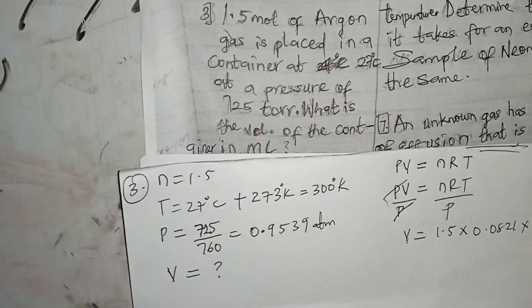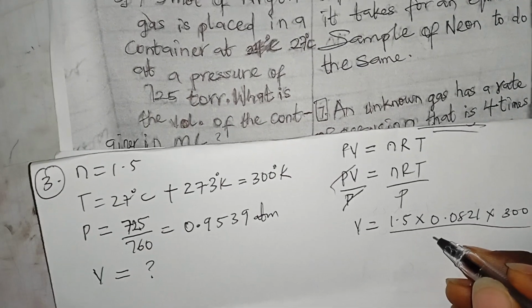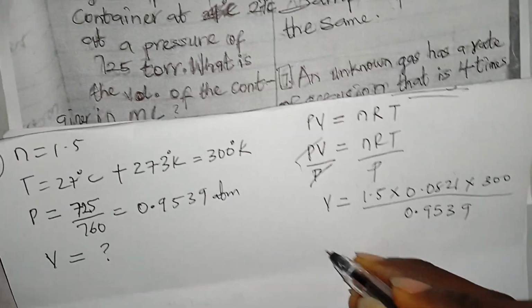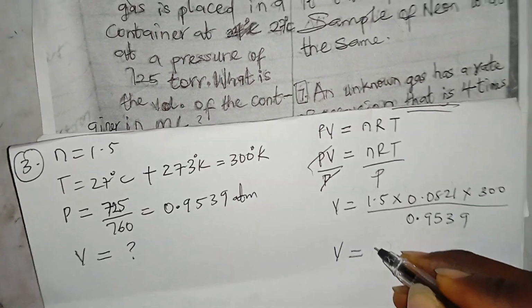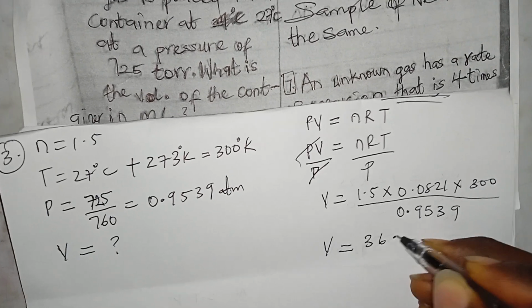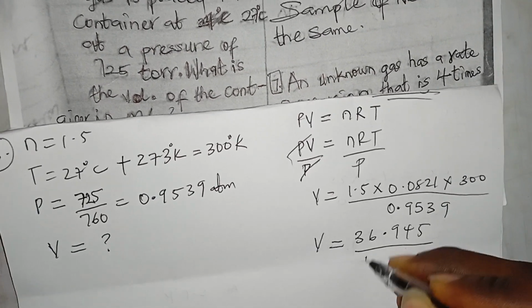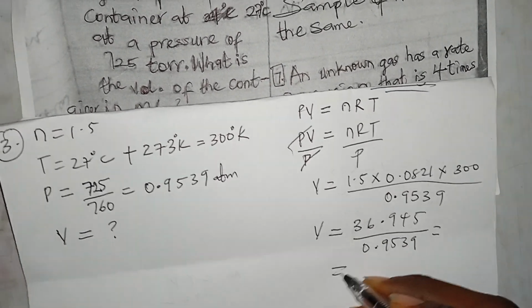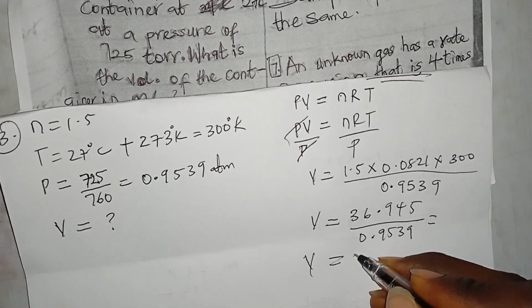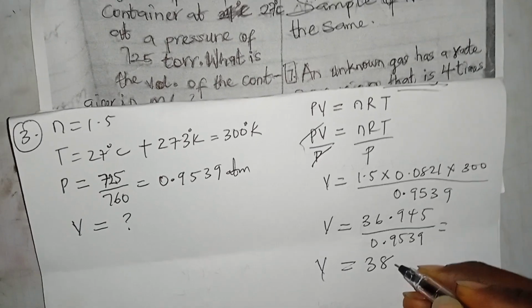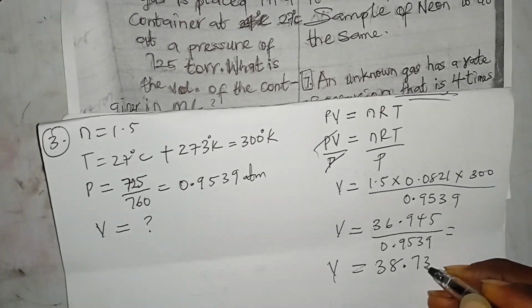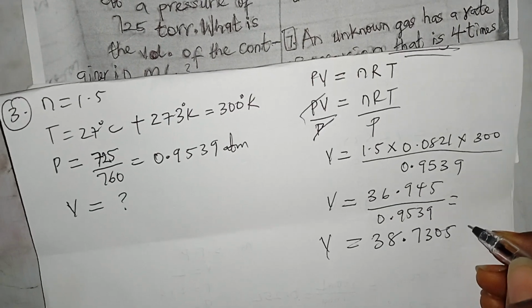This will cancel this, so that V is equal to 1.5 times 0.0821 times 300 all over the pressure, which is 0.9539. So when you do the punching, you have 36.945 all over 0.9539, and V is approximately equal to 38.7305.